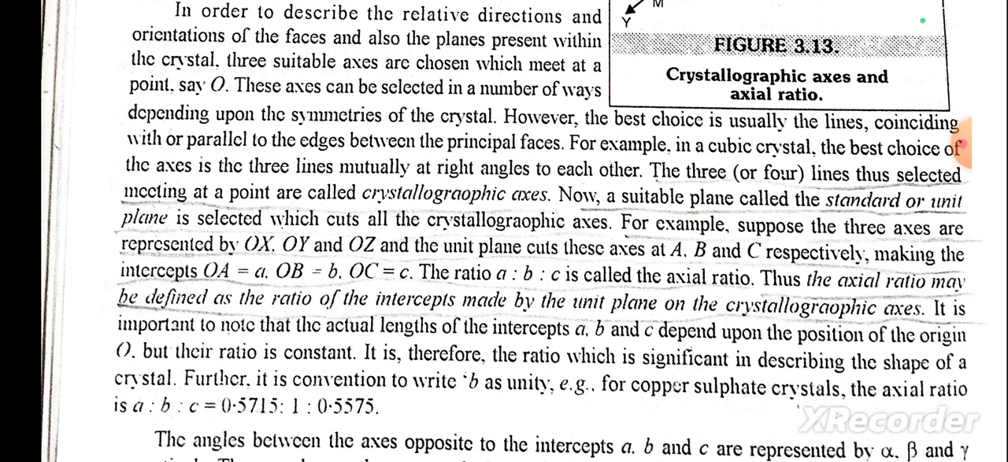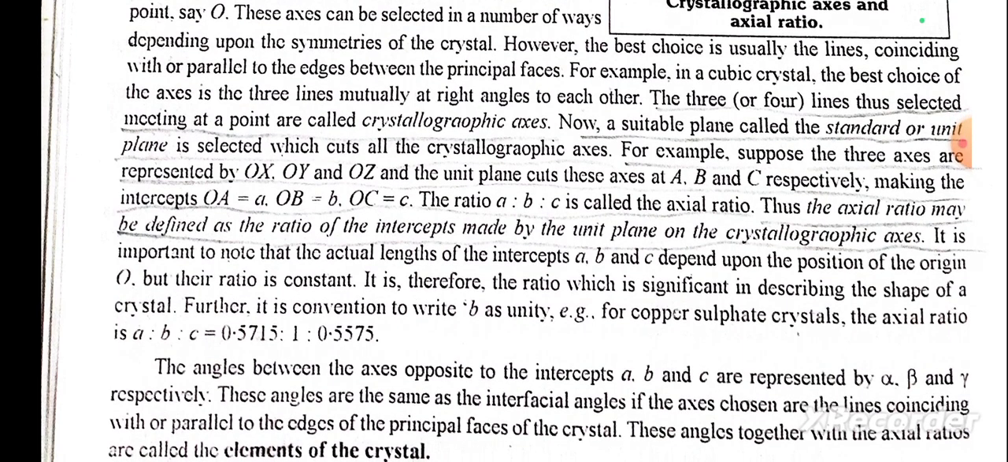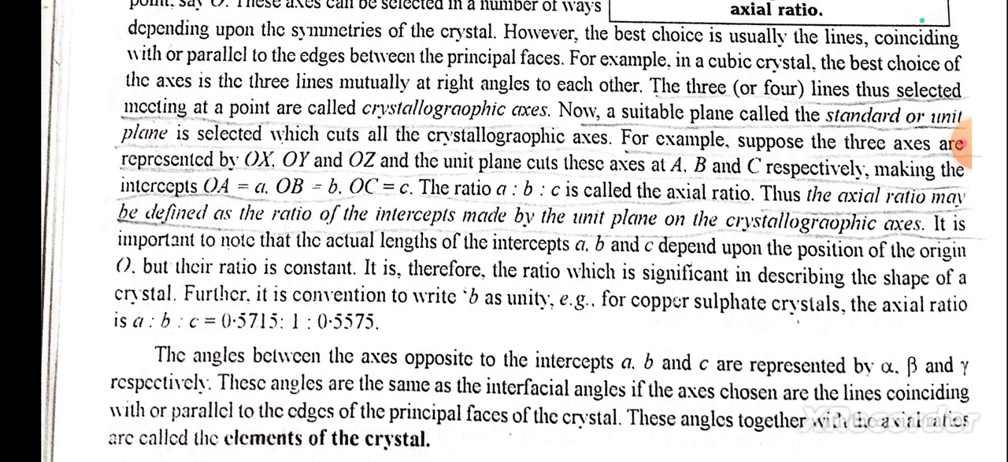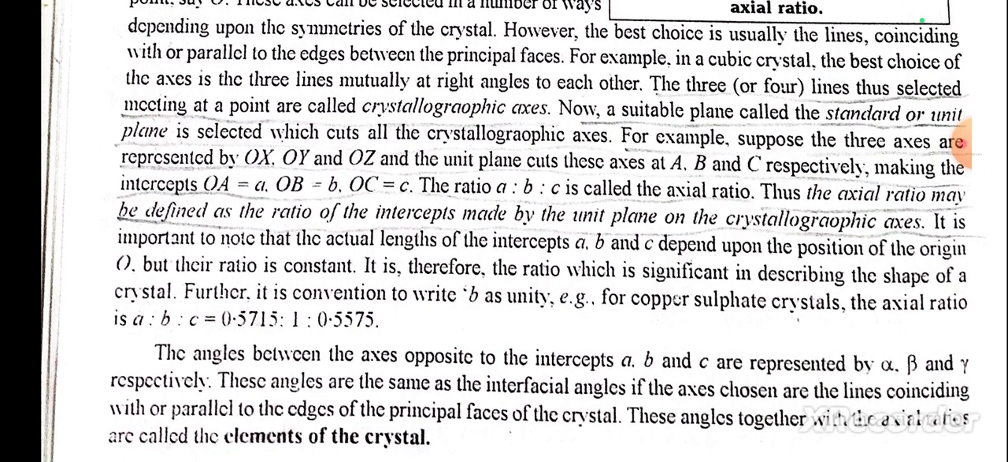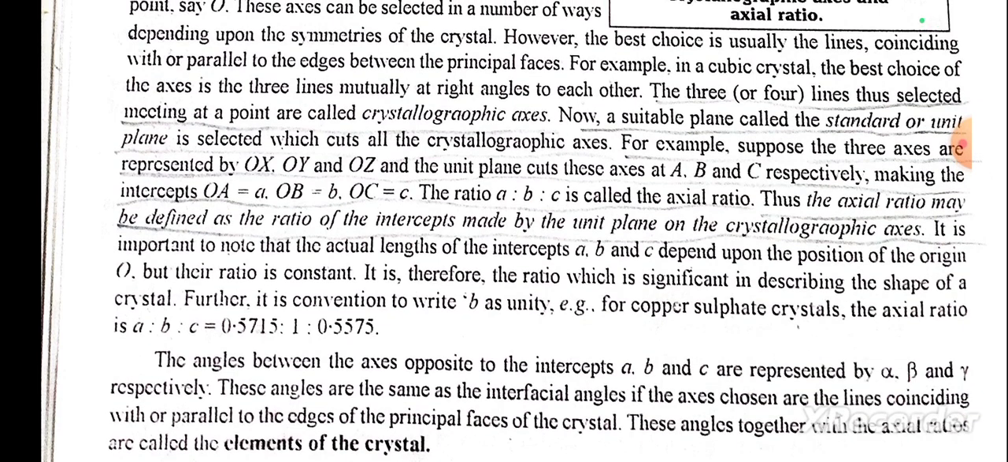For example, suppose the three axes are OX, OY, OZ, and the unit plane cuts these axes at A, B, C respectively, making the intercepts OA equal to a, OB equal to b, and OC equal to c. The ratio a:b:c is called the axial ratio, and the axial ratio may be defined as the ratio of the intercepts made by the unit plane on the crystallographic axes. It is important to note that the actual length of the intercepts a, b, c depends upon the position of the origin O, but the ratio is constant, and therefore the ratio is significant in describing the shape of the crystal, and it is further converted to b as a unit.